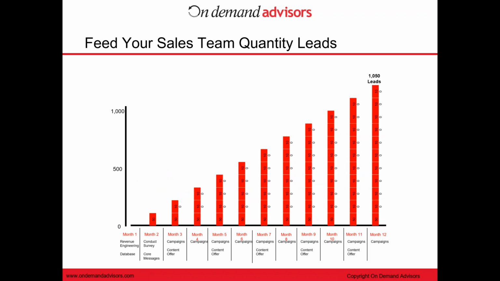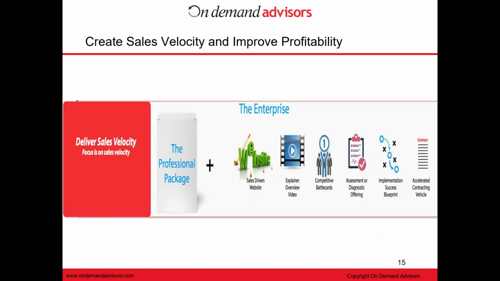The objective, of course, as Craig said, is to feed your sales team. And so it's really about creating not only the quantity, but the quality of the sales leads that you're looking for your sales team. So let me talk about this next area, which is about creating sales velocity and improving underlying profitability.